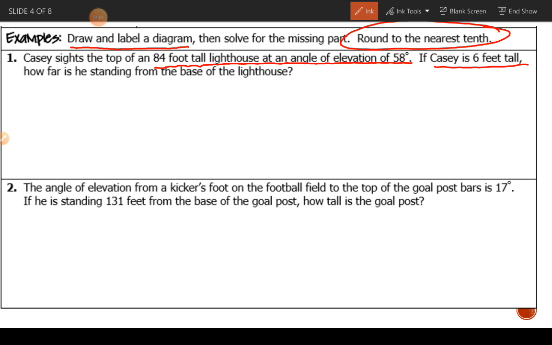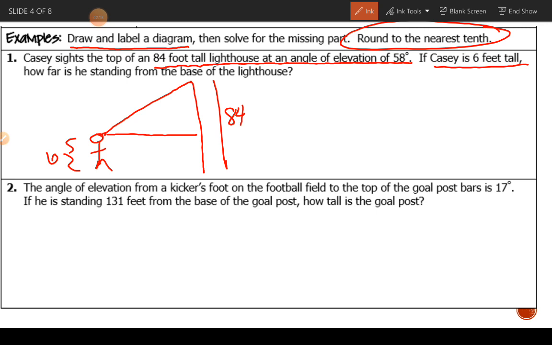So, if I draw Casey here, don't laugh at my amazing artistic skills. Remember, Casey is 6 feet, and Casey's line of sight goes here, and she's looking up at a lighthouse that is 84 feet. The angle of elevation, which is going to be right here, is 58 degrees. And it wants to know how far she's standing, so it wants to know this right here.